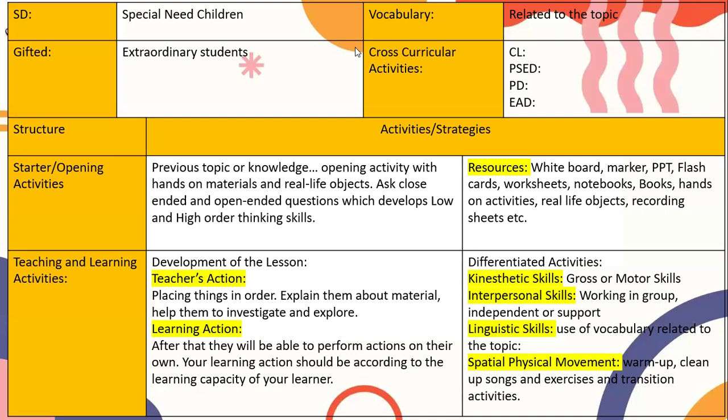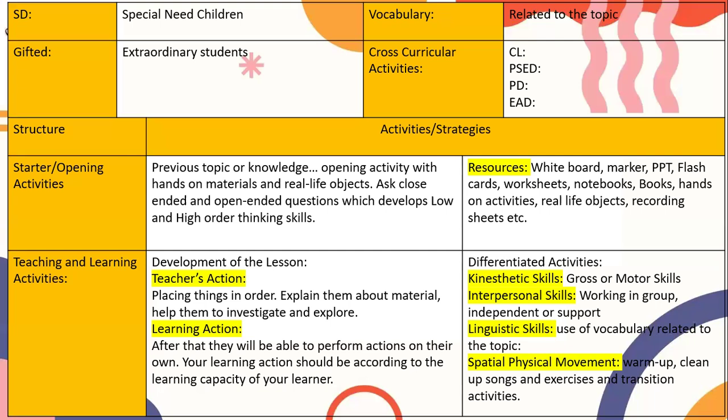to perform actions, they are going to learn the things according to their capacity and then give you the answers accordingly. Okay, so whenever you are going to give them any new topic or you're planning any new topic, do check that there should be a practical involvement of your child along with the material and along with the topic. Okay, then differentiated activities, kinesthetic skills, again gross or motor skills involved in that, interpersonal skills, they are working in group or independent or sport, or linguistic skills, use of vocabulary related to the topic.